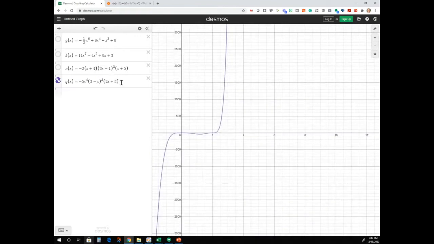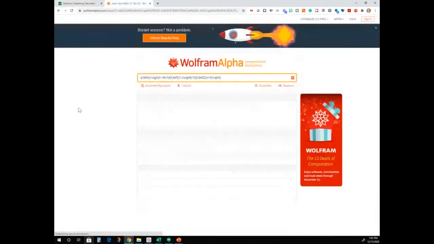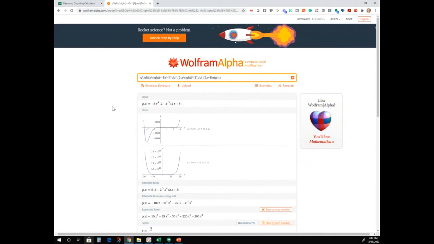So I'm going to also type this into Wolfram. I don't know if this is going to copy and paste, but I'm going to give it a shot. I don't know if it's going to interpret that. It's going to work. Usually I have problems with that. Oh, it did! It actually knew that. It knew exactly what we were putting in. That's really cool.